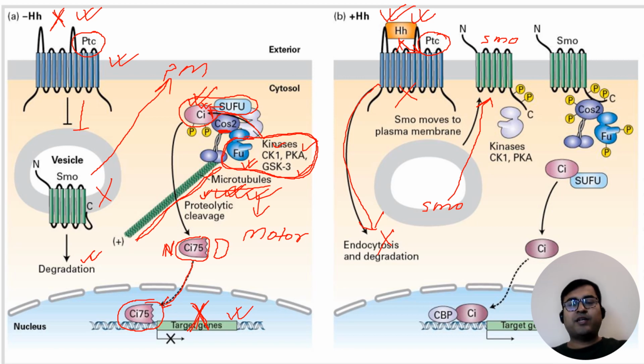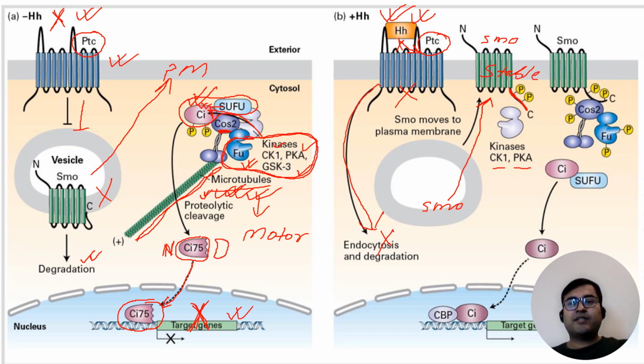This SMO protein, which is getting expressed on the plasma membrane in the absence of PTC and in the presence of Hedgehog, is phosphorylated by different kinases like CK1 and PKA. When this SMO is phosphorylated on the cysteine on the C terminal of the SMO protein, then this phosphorylated SMO protein is stabilized.